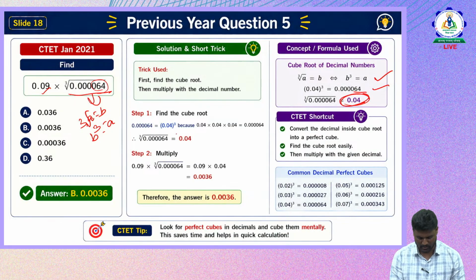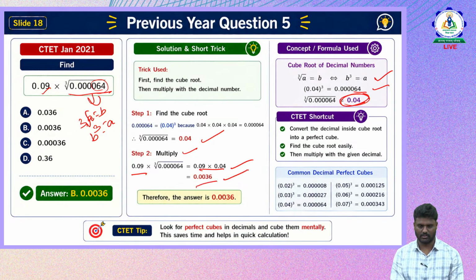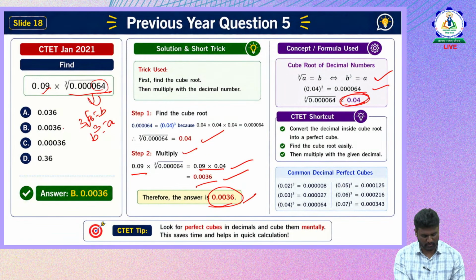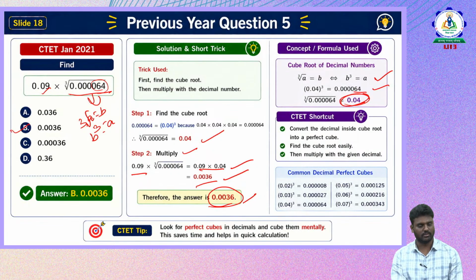When you identify that value, then in step 2 we just multiply the numbers. So 0.09 into 0.04, substitute and apply, then we will get 0.0036. Therefore the answer becomes 0.0036. Now if you see, option B is having 0.0036.